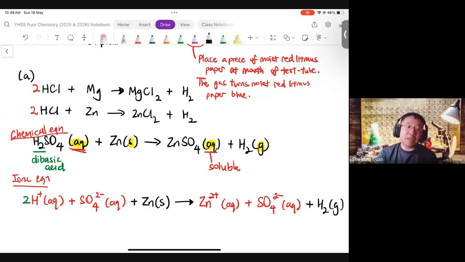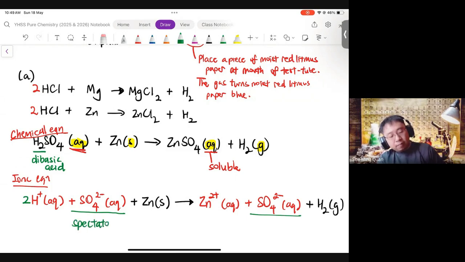Now, the purpose of splitting up into ions, of course, is to show you which ions have not changed, meaning which ions are the same throughout. Over here, it's quite clear. The sulfate ion, SO4 2 minus, has remained the same throughout. So sulfate is a spectator ion. It just watches the reaction, it didn't change. So we can cancel it out boldly on both sides of the arrow for the ionic equation.